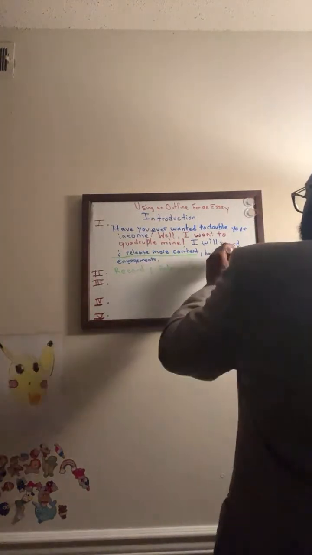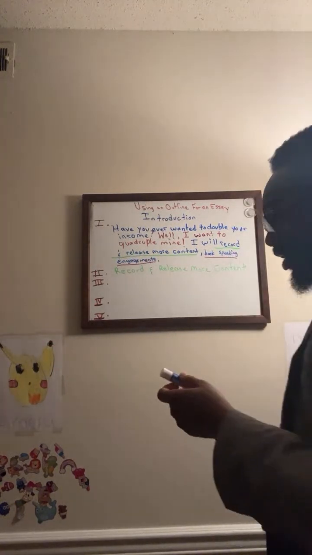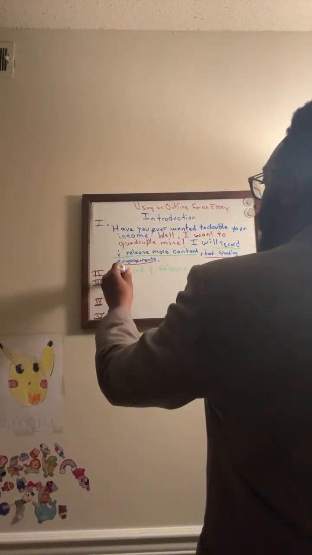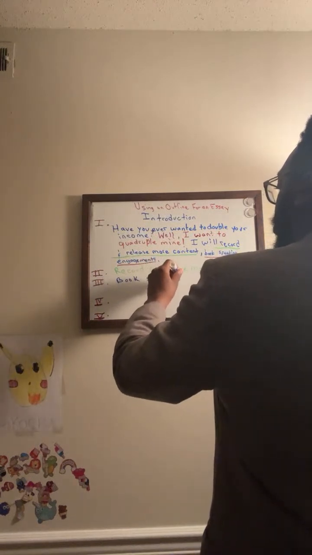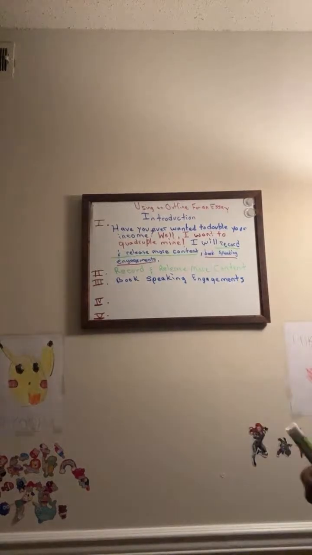Okay, so now I have my second thing that I'm going to do to quadruple my income. All right, now I'm going to go back and underline that with a different color. Go back and underline whatever your second thing you're going to do to accomplish whatever you're talking about in your introduction. Mine just happens to be quadruple my income. And you write that second thing beside Roman numeral number 3. Book speaking engagements. Okay? So now I need my third and final thing of the big 3.